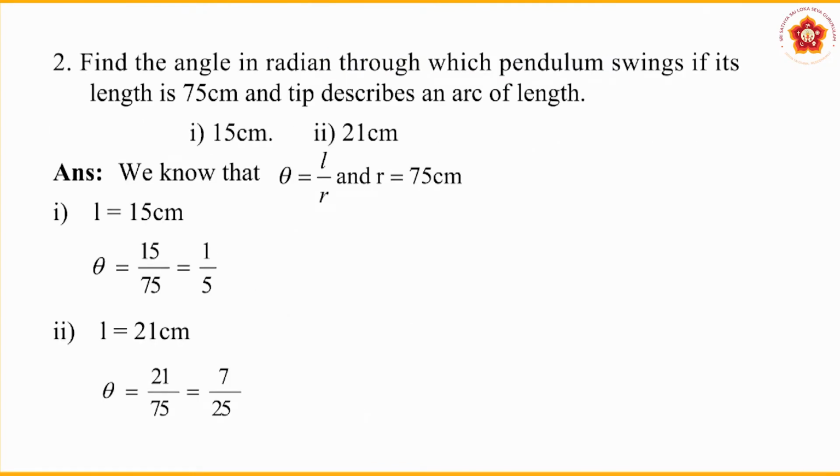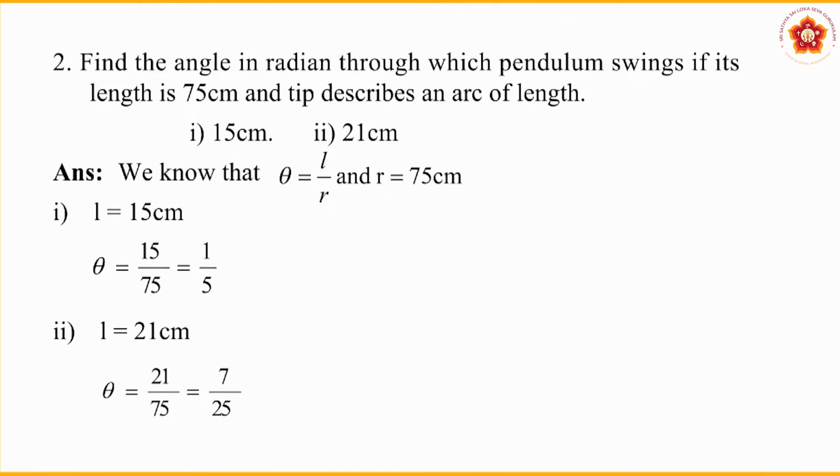We will move on to the next question. Find the angle in radian through which a pendulum swings if its length is 75 cm and the tip describes an arc of length, first one 15 cm, second one 21 cm. It is a similar kind of question which we have solved in the previous session, where we have to relate the length of the pendulum to radius.